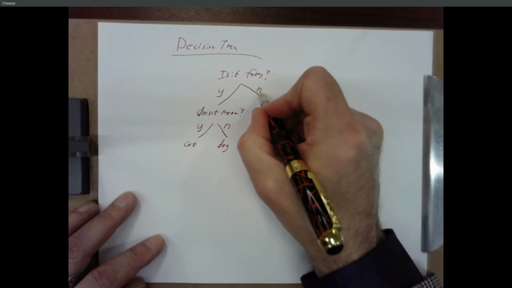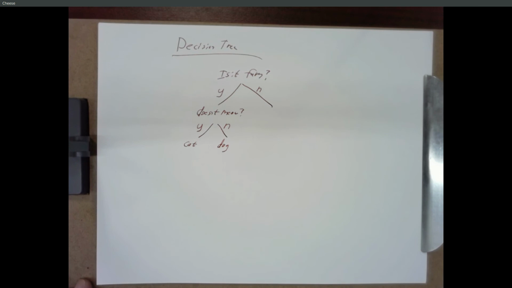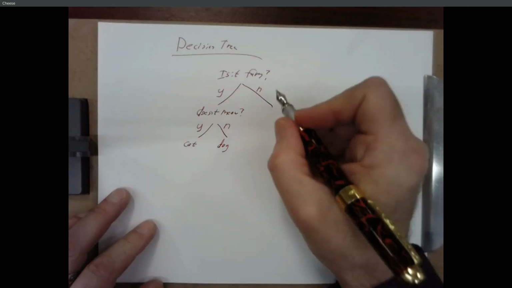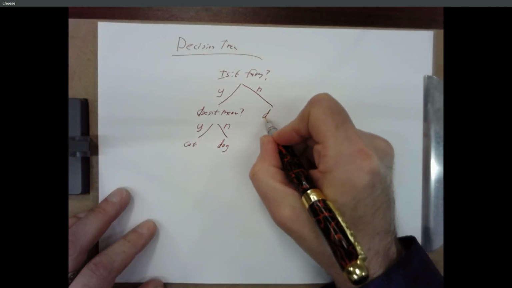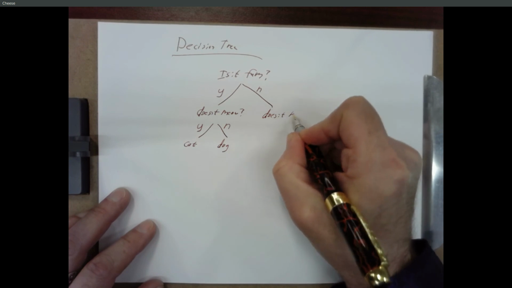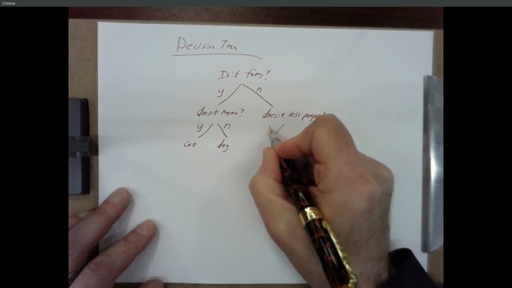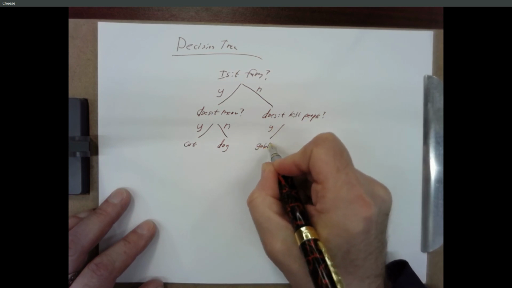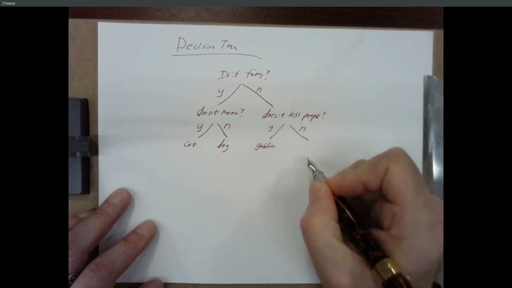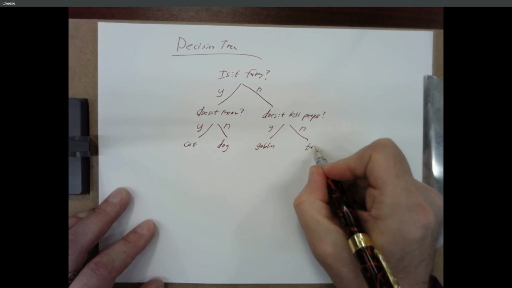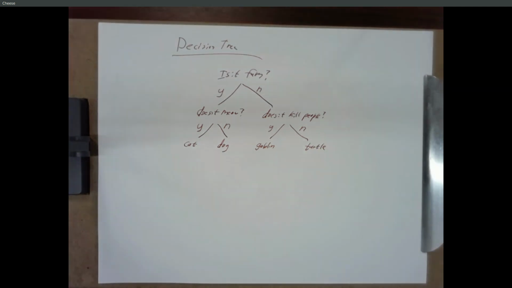Goblin. A goblin. Goblins aren't furry. So if it's not furry, we can say, does it kill people? And if the answer is yes, we'll say it's a goblin. Not all goblins kill people. And if we say no, then the answer is it's a turtle. So there's our whole knowledge base, right? That's everything we know about animals.